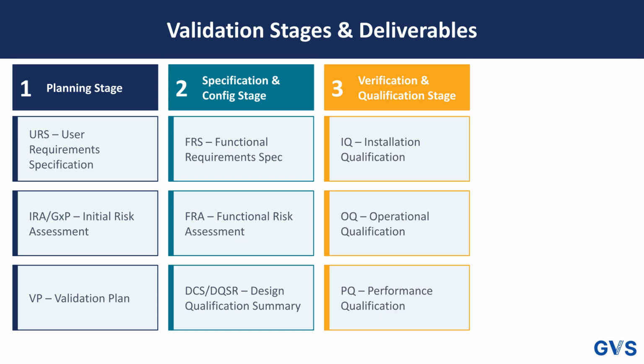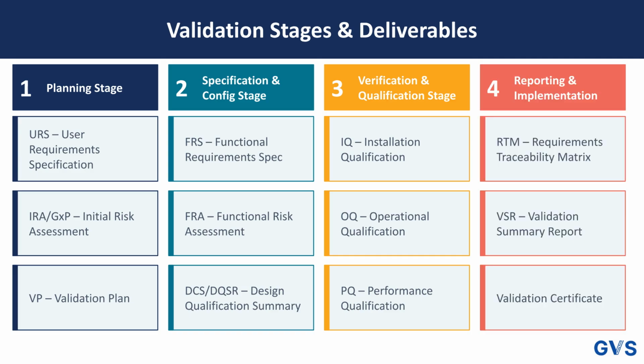Qualification stage. IQ, correct installation. OQ, correct operation. And PQ, performance in production. Reporting stage, requirements traceability matrix, linking every requirement to its test. Validation summary report, consolidating the complete validation effort. And validation certificate, formal closure. Each deliverable must be reviewed and approved per your site SOPs.